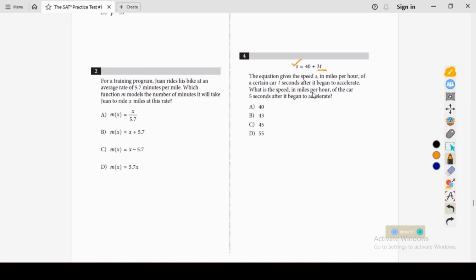What is the speed in miles per hour of the car after 5 seconds? It begins to accelerate, so the value of t is 5. The above equation becomes S equals 40 plus 3 times 5. It becomes 40 plus 15, which equals 55. So D is the correct answer.